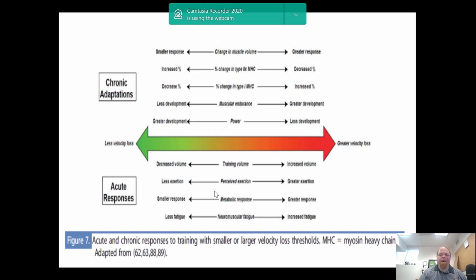But what if I want to increase my type 1 muscle fibers? Well, if I go with a greater velocity loss, I'm going to get there. Same with muscular endurance. Greater velocity loss, I am going to be seeing better endurance. Well, with power, if I do a greater velocity loss, I'm actually going to be seeing less power development. I might actually become slower. So sometimes less is better.